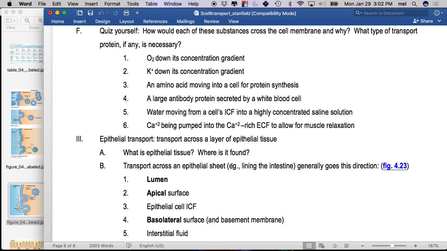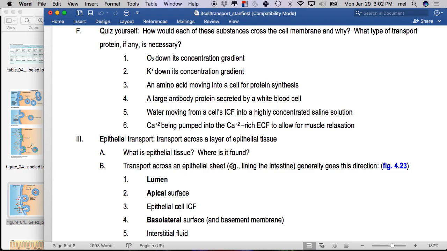A large antibody protein secreted by a white blood cell. Go ahead. Exocytosis, exactly. Okay, so good. Exocytosis. Same question: why can't you do simple diffusion? Too big, water soluble. Why can't you use a channel? Too big. Why can't you use a carrier? Too big. The biggest things we're talking about are big proteins being secreted, right? So exocytosis is plan Z, but you don't have any other choices at this point, right? Okay.